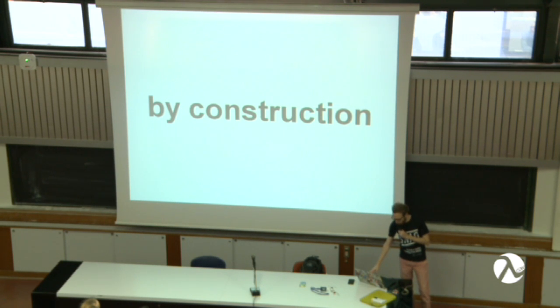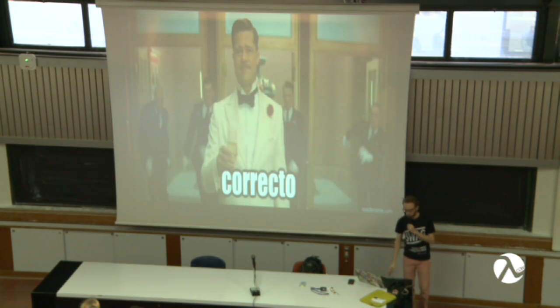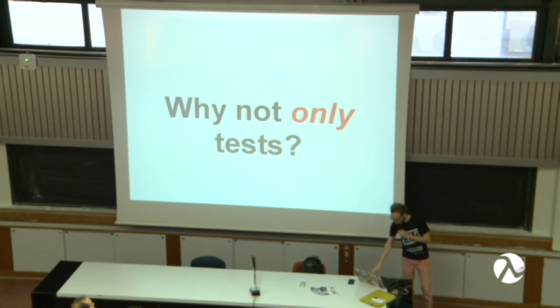Another way to say that, it's code that's obviously correct. Because if you want to do bad things, it's visible in the code. So of course, for a simple example like that, tests would have been a solution. But the real question is not why use types over tests. It's why not only use tests.